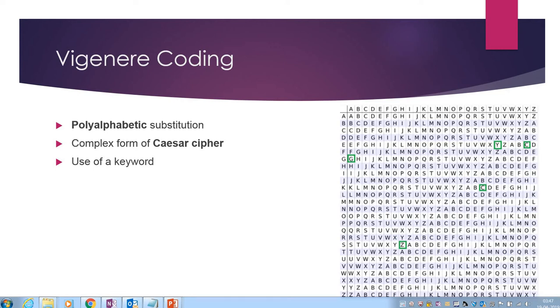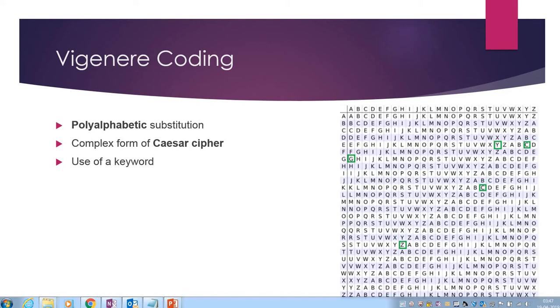Okay, guys, so welcome to this part of the lecture wherein we are going to learn about Vigenere coding, which is another form of classic cryptography. I don't want you guys to get confused. It's nothing but another complex form of Caesar cipher, guys.